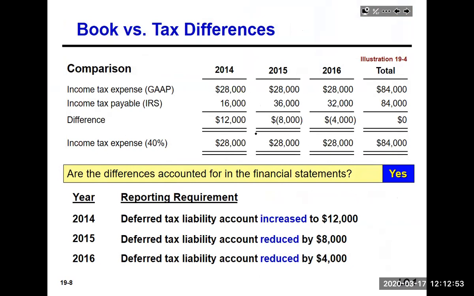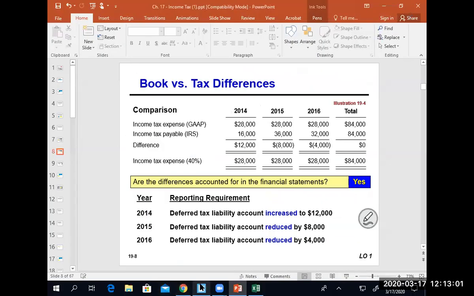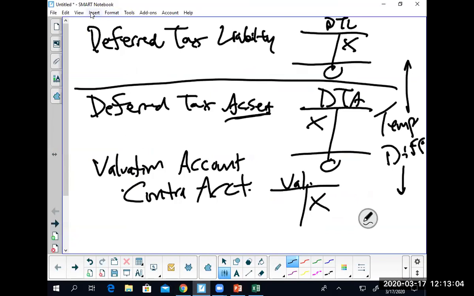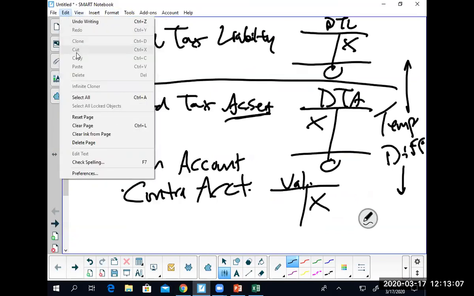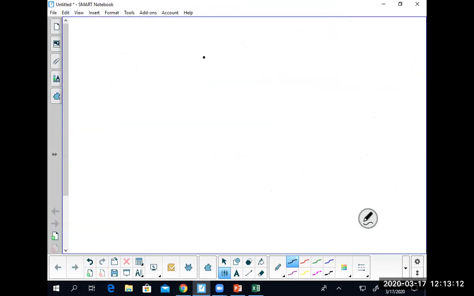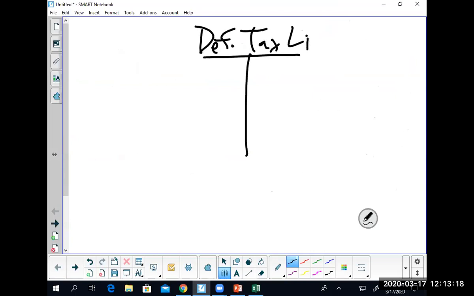Go back to this notepad again. Thinking T account. You know how much I love T accounts. Deferred tax liability. What did we say that was? 12,000. And then the next year, was it 8,000? And the next year, 4,000.